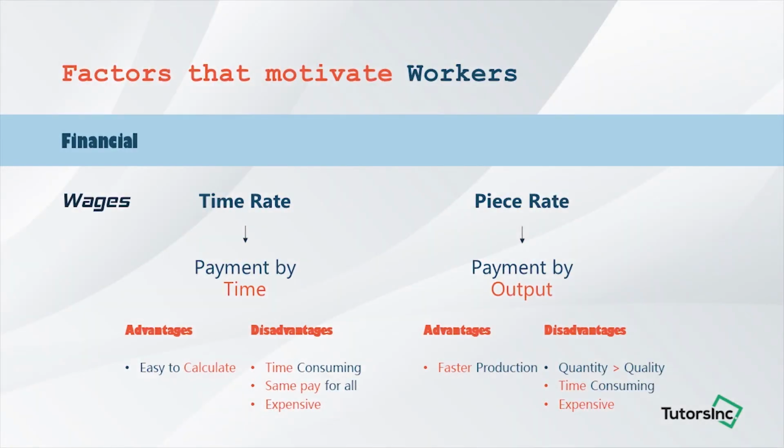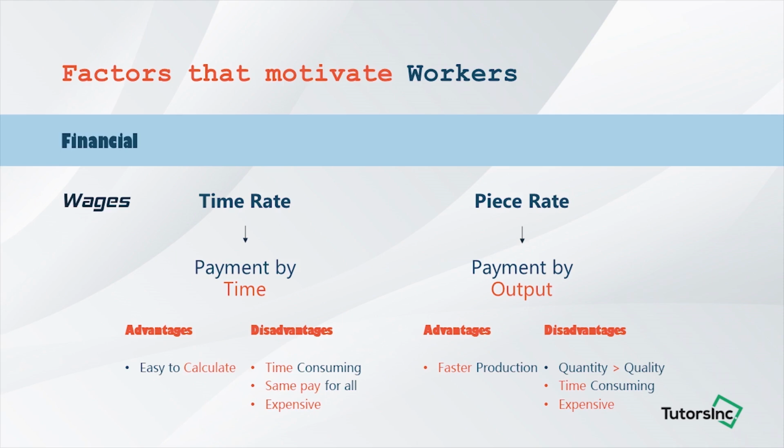Wages can be calculated in a number of ways. We'll be discussing two of them today. First is the time rate, where workers are paid for the time they put in for work, and the next is piece rate, where the payment is determined by the output produced by the workers. Both scenarios have advantages and disadvantages. Let's take a look at all of them.